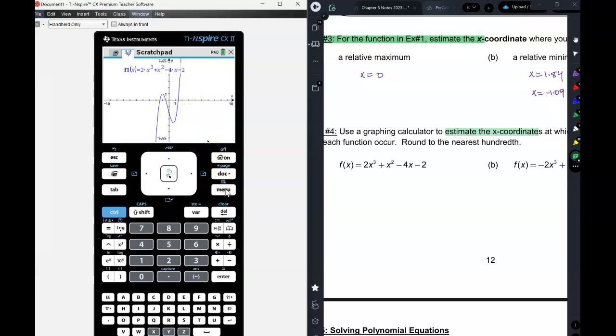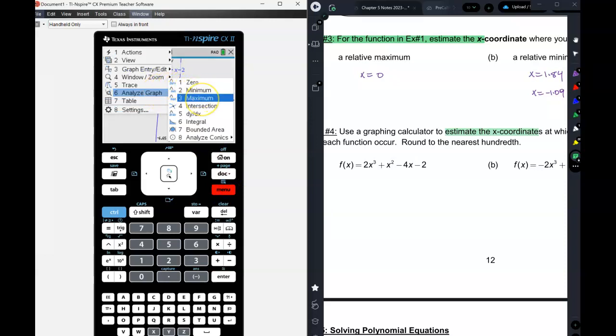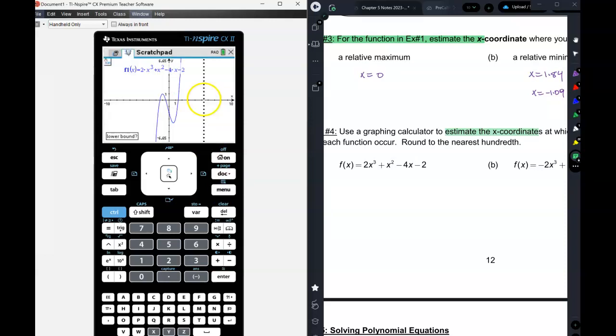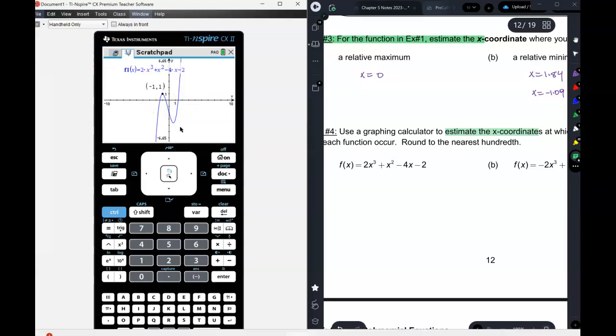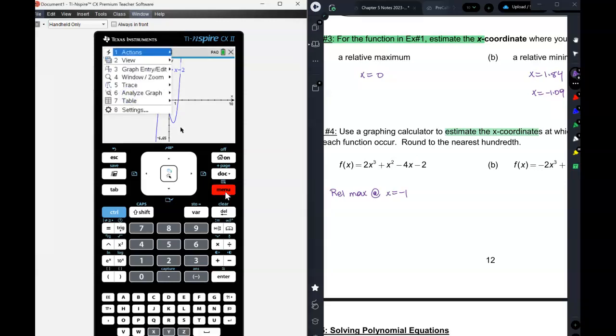Okay. We're going to go to menu, analyze graph, maximum. I'm going to start at the one to the left. Maximum, bring it to the left, click here. Okay. So what do I write down? Right, x equals negative 1. But I'm going to say there is a relative maximum at x equals negative 1. Ella. Okay, menu, analyze graph, minimum.